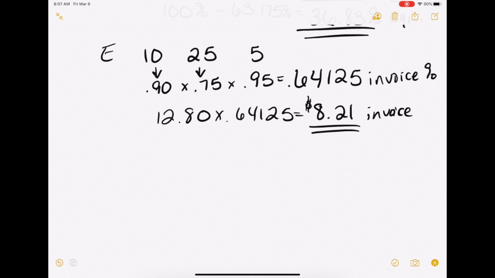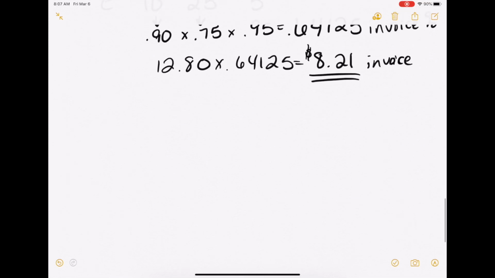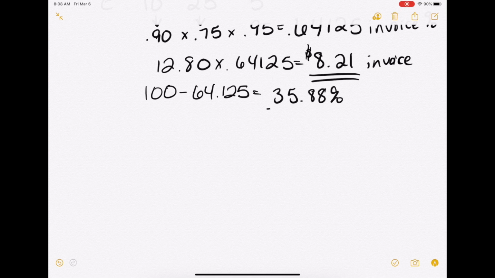And our discount equivalent would be the opposite of that. 35.88% rounded. This is our equivalent if they just gave us one single discount.